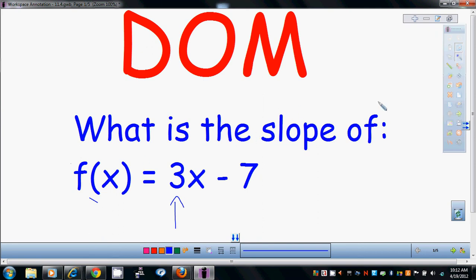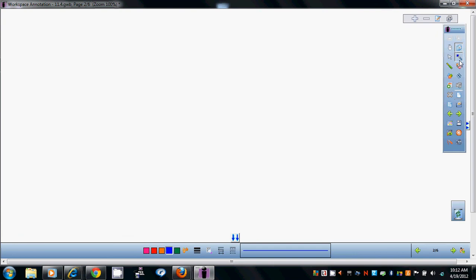Okay. Now, the slope of lines is easy. It's just the number being multiplied by x. What if I gave you something else? What if your function is x squared? What's the slope of that thing? Who can tell me?